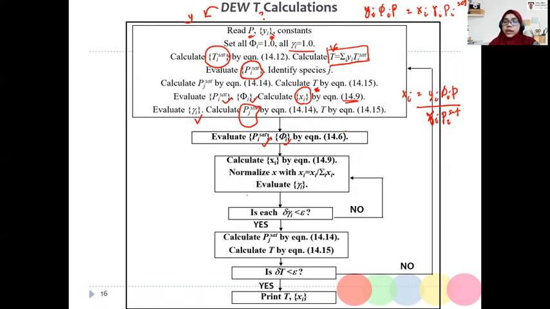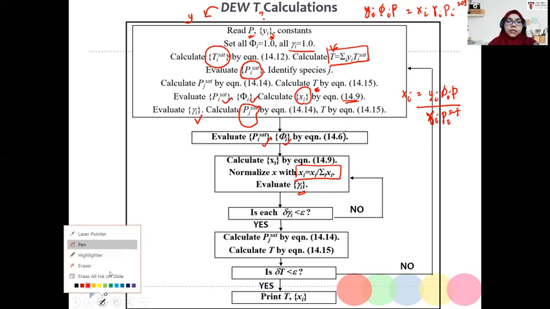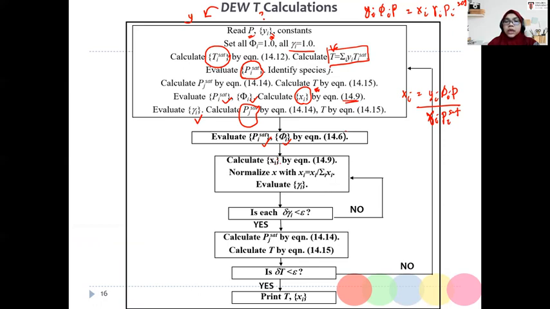Okay, and then after that, we may calculate the composition from this equation and then normalize the composition using this expression, and then we may evaluate the fugacity coefficient. And then calculate the composition in the liquid phase using this equation or the virial equation, and then we may evaluate the composition in the liquid using equation 14.9, and then after that normalize the composition based on this expression, and then finally we may evaluate the fugacity.